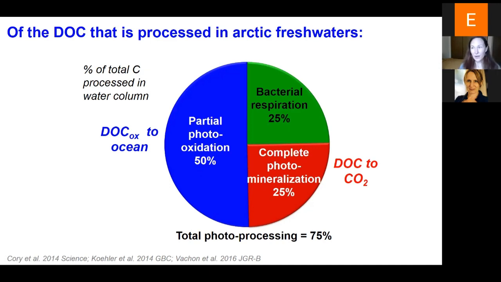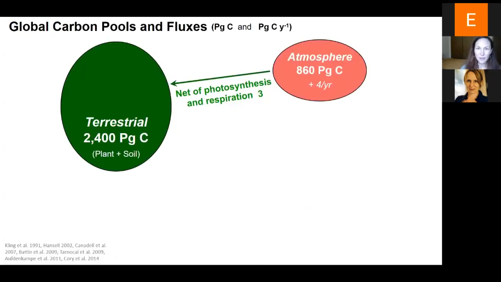So what I want to do now is tell you how this DOC processing fits within the global carbon cycle. And that's what I've got here. I'm going to walk you through the modern active global carbon cycle, shown here in petagrams of carbon for pools and petagrams of carbon per year for fluxes. Starting with the atmosphere and land, the net of photosynthesis and respiration is about 3 petagrams of carbon per year uptake by land.